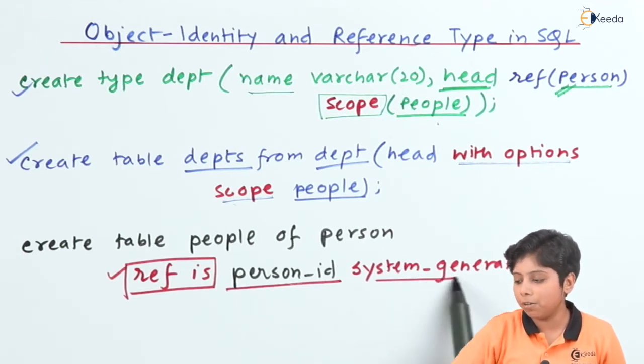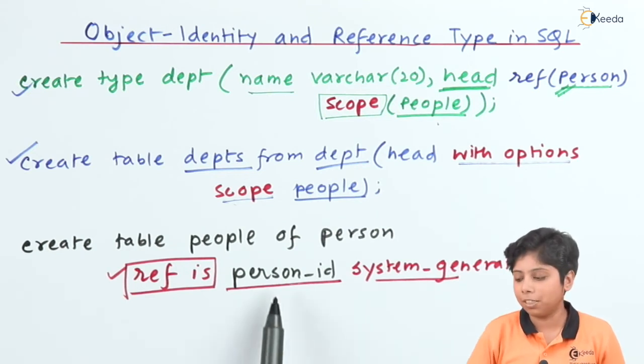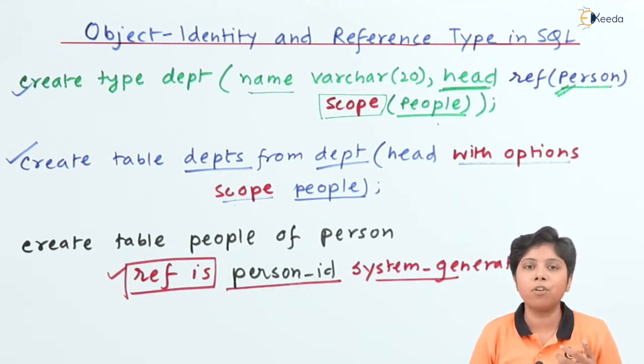See, the system generated keyword means that the person ID will be system generated. We have not added any field like person ID to the person data type object. It will be system generated, like 1, 2, 3, 4, 5, 6.